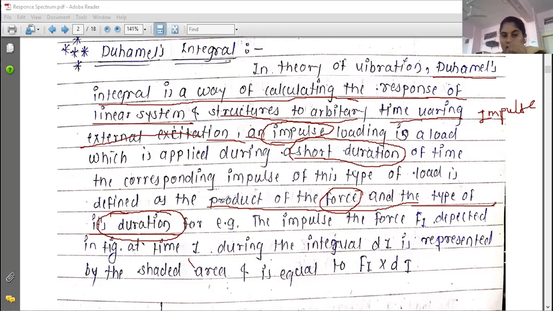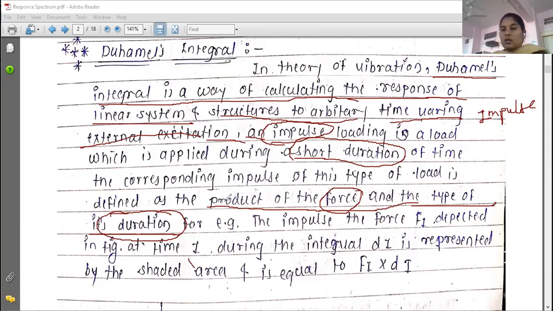And in Duhamel's integral, we have to calculate the response spectrum in the linear system as well as in an arbitrary system. We have to calculate it in terms of the impulse. So how do we calculate the impulse? What is the formula to calculate the impulse? Impulse is nothing but force into the time of its duration. Force into time becomes the impulse.